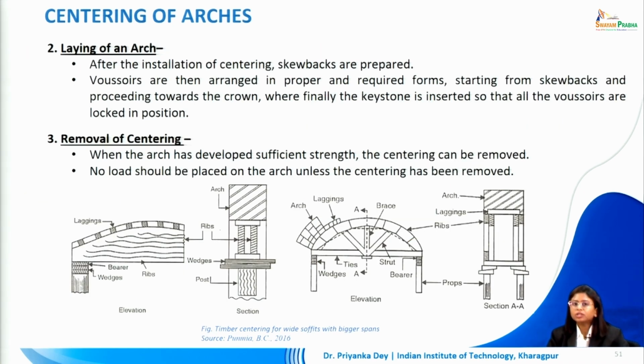The laying of an arch involves the installation of centering, then skew backs are prepared. Voussoirs are then arranged in the required forms, starting from the skew backs and proceeding towards the crown. So we start at the edge and move towards the crown, or the top. When finally the keystone is inserted, all the voussoirs will be held in position. Then, once it is settled, we remove the centering. When the arch has developed sufficient strength, the centering will be removed, and no load should be placed on the arch unless the centering has been removed.